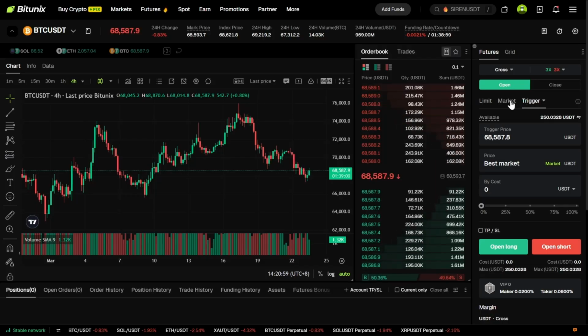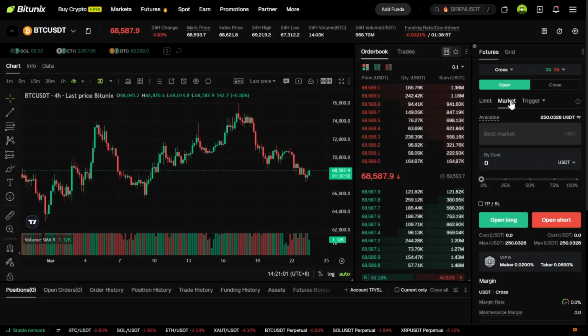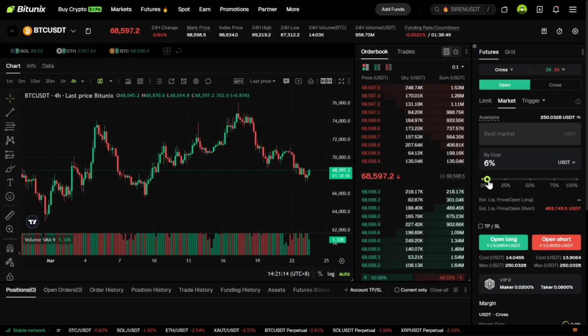For this tutorial, we are going to be using a market order. We are going to open a 3x long on Bitcoin, and we're going to use our full balance. So right here, we can use 100% of our balance. Before we open this trade, we can see there is a box that says TP/SL.